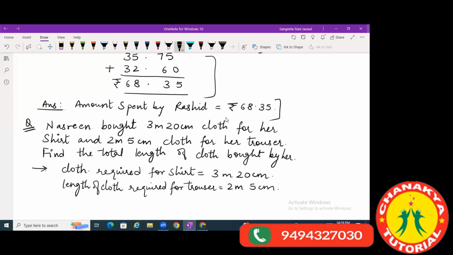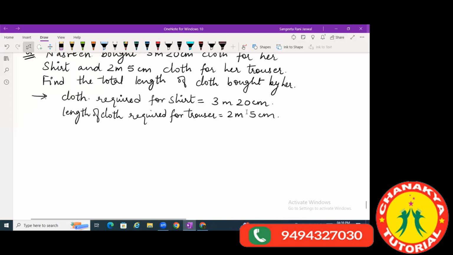Now next. Harshit, what will we do next after these statements? Ma'am, we should add both the cloths, both the lengths. Okay. So I can write here, this is 3 meter 20 centimeters. One thing I can do, I can just add them.